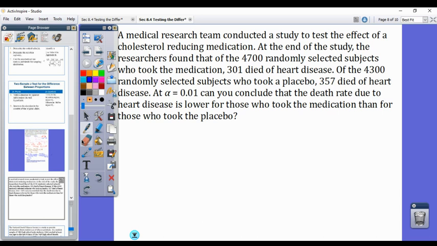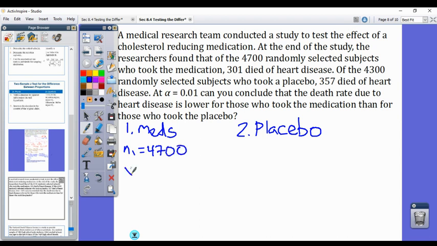So we are trying to figure out if the death rate due to heart disease is lower for those who took the medication than for those who took the placebo. Okay, so we have two groups, and group number one, I'm going to call them meds. And then group number two, I'm going to call them placebo. Okay, so let's organize our information. So in this case, we have N1 is 4,700. They gave me X1. That is 301.